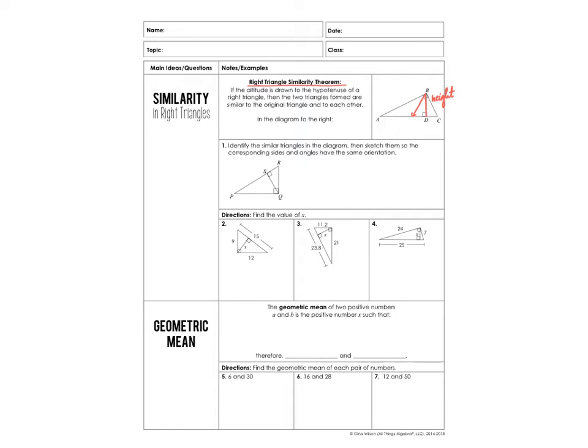Okay, so what that means is this little bitty triangle, BDC, is similar to this other triangle, ADB, and is also similar to the big triangle, ABC. Okay, now, looking at number 1. Identify the similar triangles in the diagram, then sketch them so the corresponding sides and angles have the same orientation. So I'm going to start with my big one.